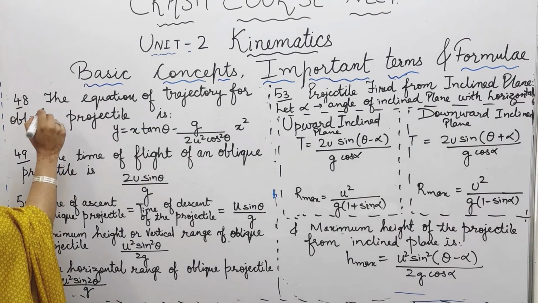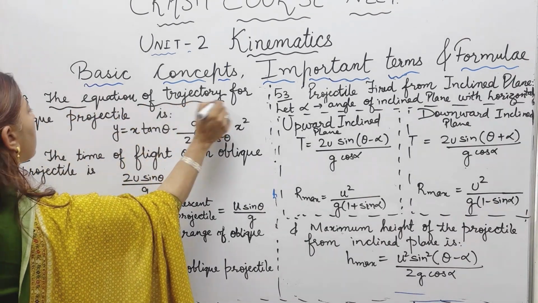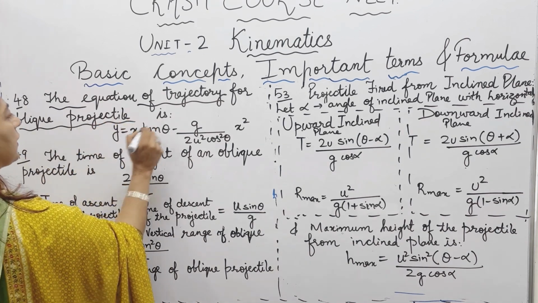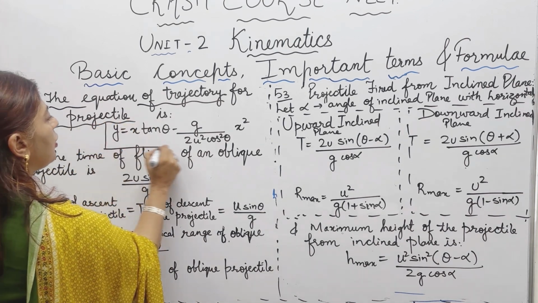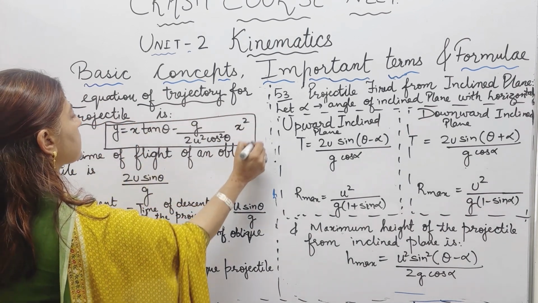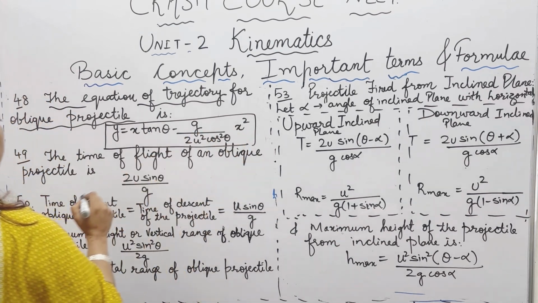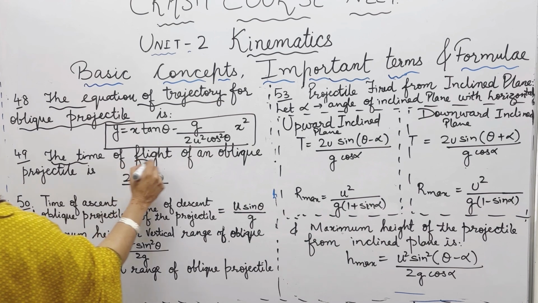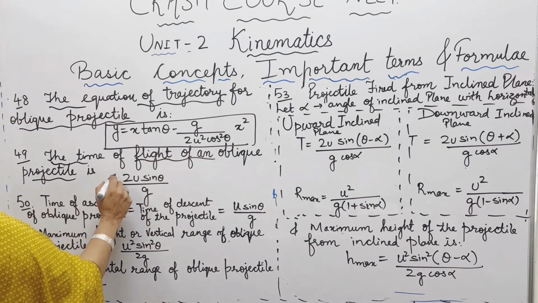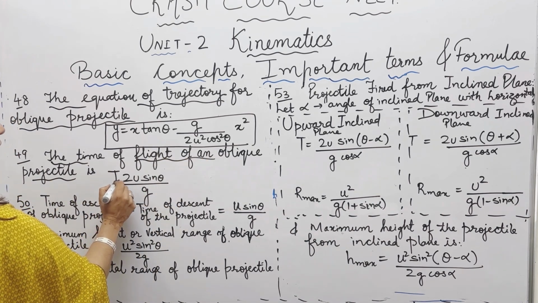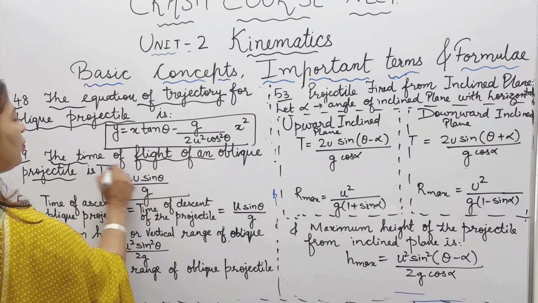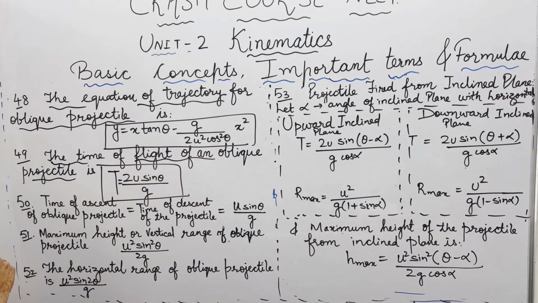Now the next point is about the equation of the trajectory for an oblique projectile. This is given by y equals x tan theta minus g divided by 2u square cos square theta times x square. The time of flight of an oblique projectile is given by capital T, and capital T is equal to 2u sin theta by g.